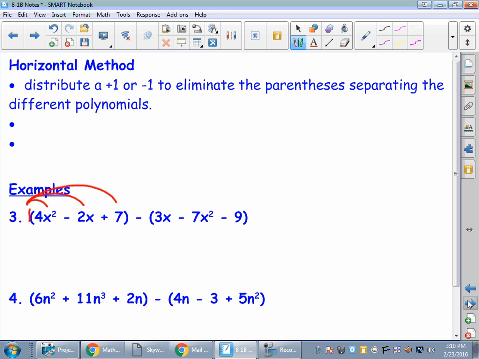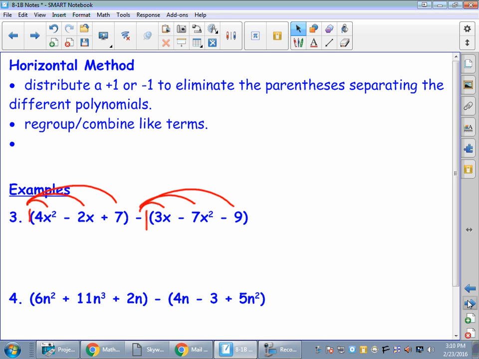And then outside the second set of parentheses, I would actually distribute a negative 1. If it was positive, I'd actually distribute a positive 1. And all that's going to do is change the sign of all the numbers. The numbers themselves, the 3s, the 7s, and the 9s would stay the same, just the sign would change to the opposite. And then what you can do is you can regroup and combine like terms.